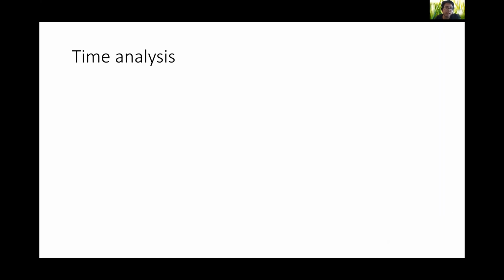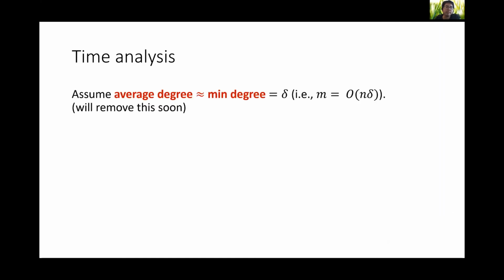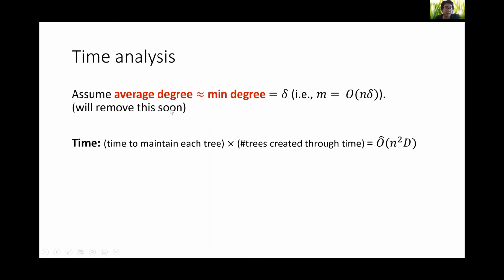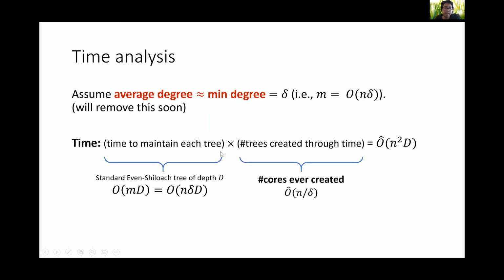So let's look at the time analysis. Let's assume one thing: that the average degree is close to the mean degree. That is, m is around n times delta. We will remove this soon, but if you have this, the time is like before, the time to maintain each tree. And there we use a standard Even-Shiloach tree that takes this much time. And the total number of trees that we create is just the number of cores ever created, which is this. The factors cancel out, and you get exactly this term, n squared d.